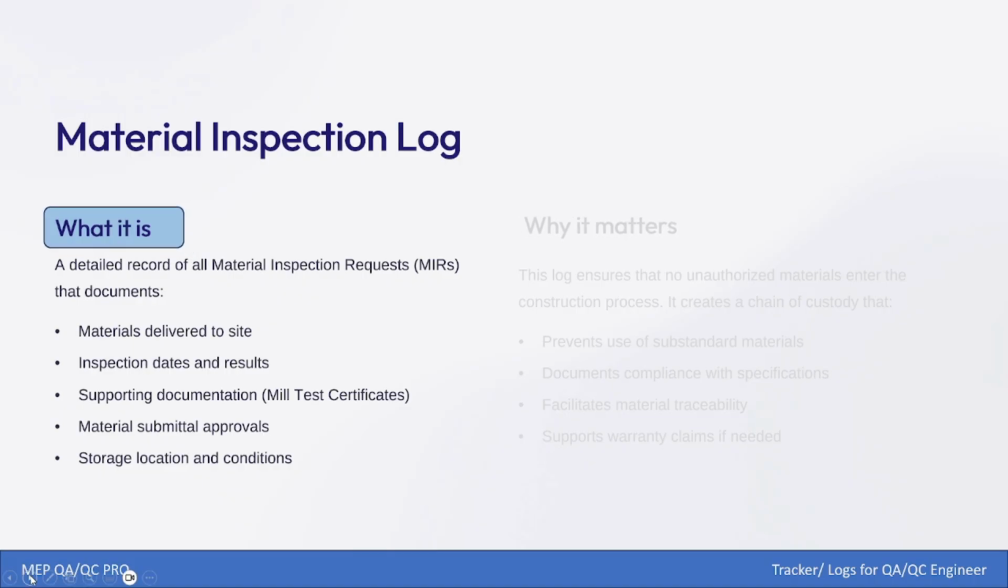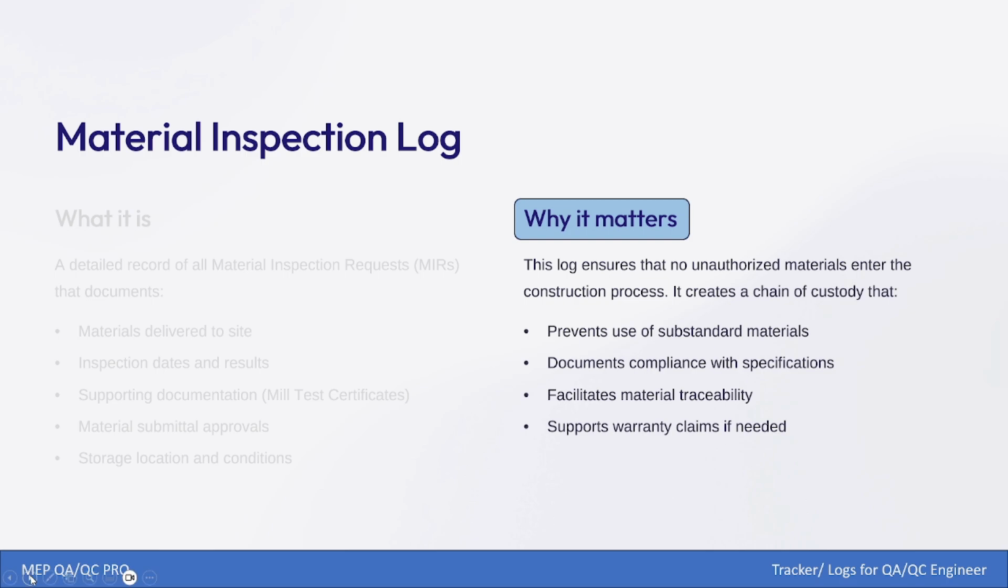Next, the material inspection log is a very simple log. What is it? That is where you will track your materials, whatever is delivered at site, and the quantities, everything you can track from your material inspection. You can also track the supporting documents you attach, like mill test certificates, test certificates, or country of origin. Through the material inspection, you can easily track your inspections and the associated documents. So this is all about the material inspection log.